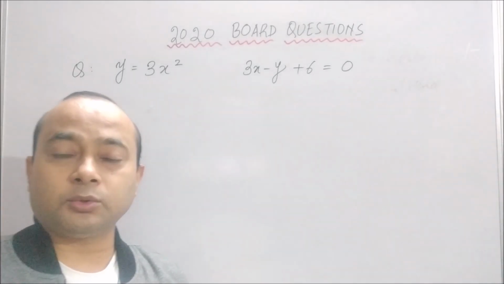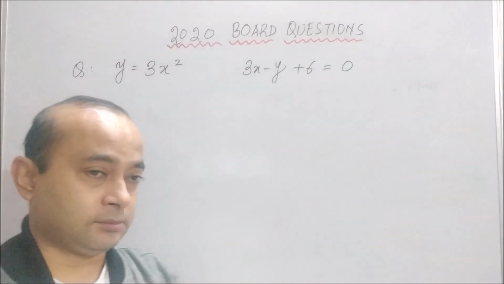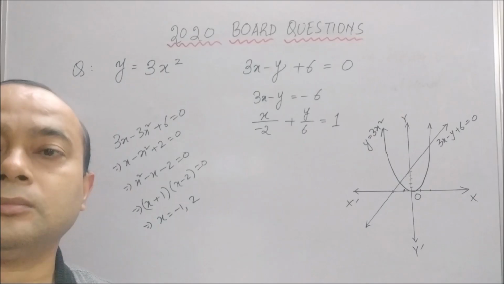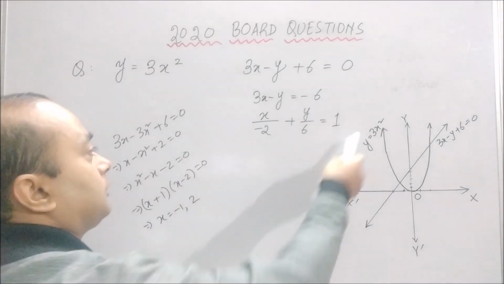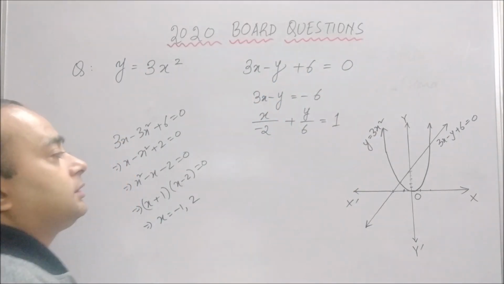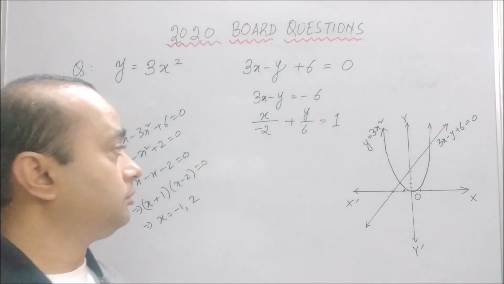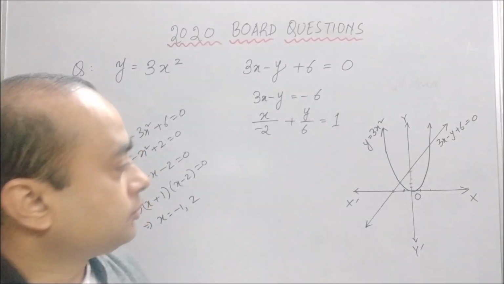In the next question, it is a parabola and a straight line. So first step, the diagram. So this is the diagram. What I have done, for the straight line I converted it into the intercept form, which is easier to draw. So x intercept is minus 2, y intercept is 6. Alright. So this is the straight line.